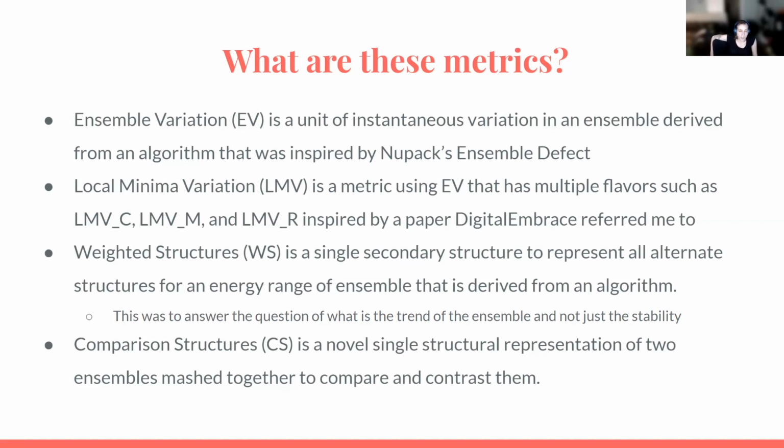Then there are weighted structures, which are a single secondary structure that I use to represent all the structures for an energy range in an ensemble. So think of 10,000 structures compressed into a single structure, which is basically MEA, the maximum expected accuracy, I have come to find out. And then you have comparison structures, which are a novel structural representation that allows you to compare and contrast two structures against a third, and provide a single human-readable line. It's pretty interesting.